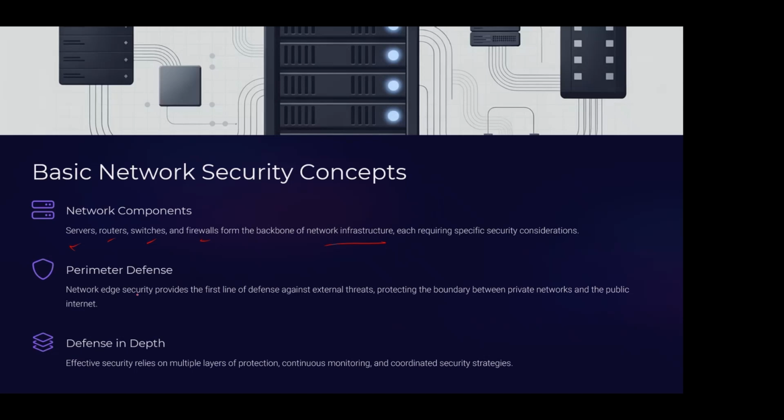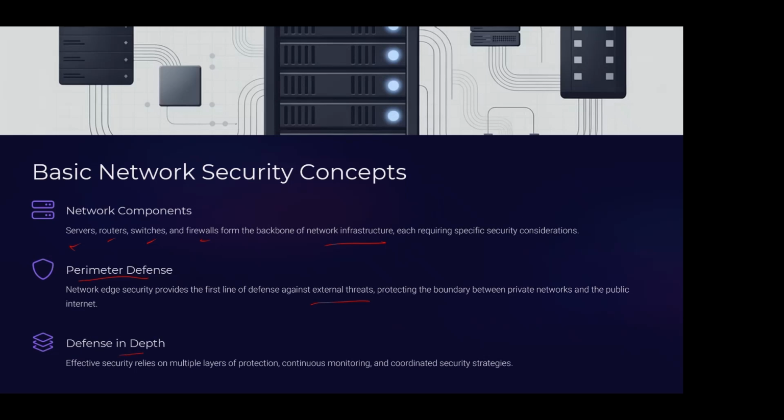Perimeter defense, so network edge security, which provides the first line of defense against any threats which are coming from outside. Internal network is considered protected because it is not exposed to the external networks if it is working in isolation. But if you're connected to the outside network or public networks like internet, then there are chances of threats, and there are very commonly threats, attacks that can occur. So to protect your network from the external threats, protecting the boundary between the private network and the public network is required. That's called perimeter defense.